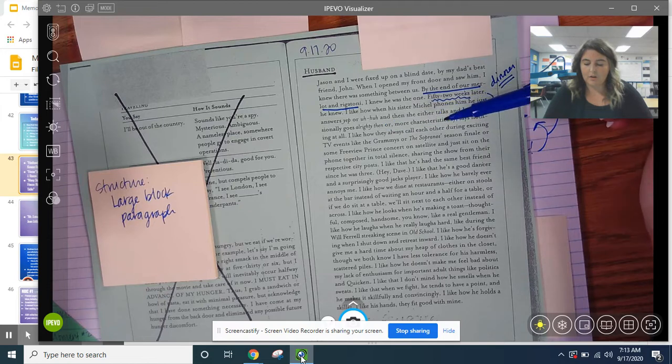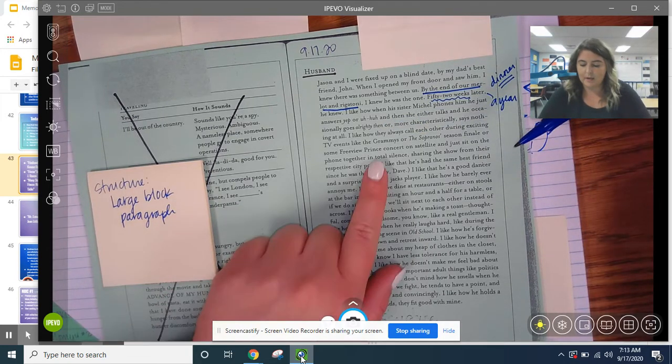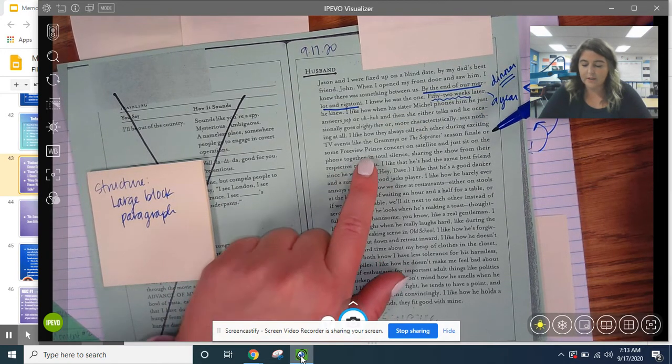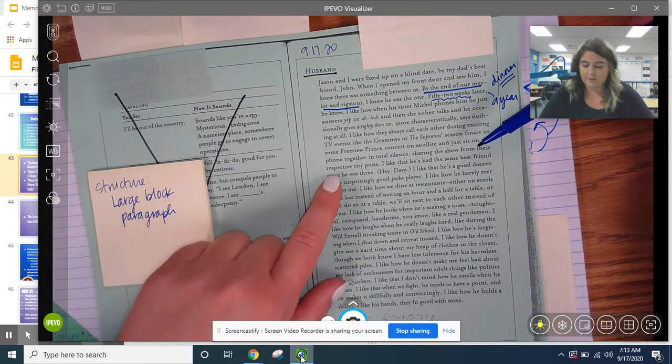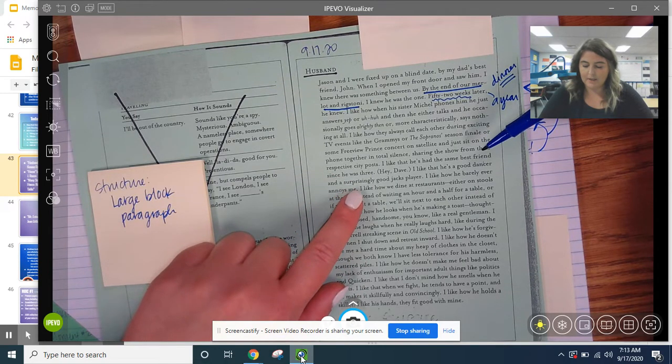I like how they always call each other during exciting TV events like the Grammys or the Sopranos season finale or some Freeview Prince concert on satellite and just sit on the phone together in total silence, sharing the show from their respective city posts. I like that he's had the same best friend since he was 3.